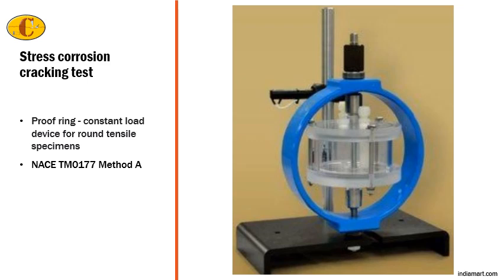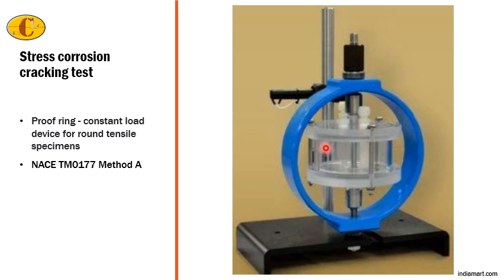The next is stress corrosion cracking. So the stress corrosion cracking test is different because it consists of a proofing ring. We are basically loading a tensile sample over here and over here, and we are going to turn this screw to pull it up. So we are going to load it to a constant predefined load.